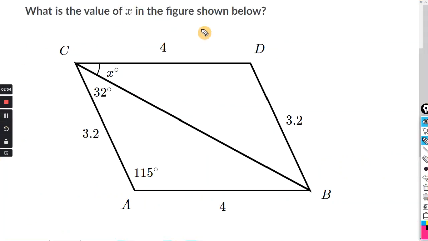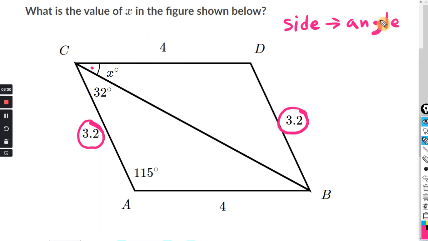What is the value of x in the figure shown below? Once again, x is right here. That is the measure of this angle in degrees. We could find the congruent sides once again and find the corresponding angle. I can see that this side here is 3.2, and this side right here is also 3.2. So I am just going to go from side to angle and match up the corresponding angles.